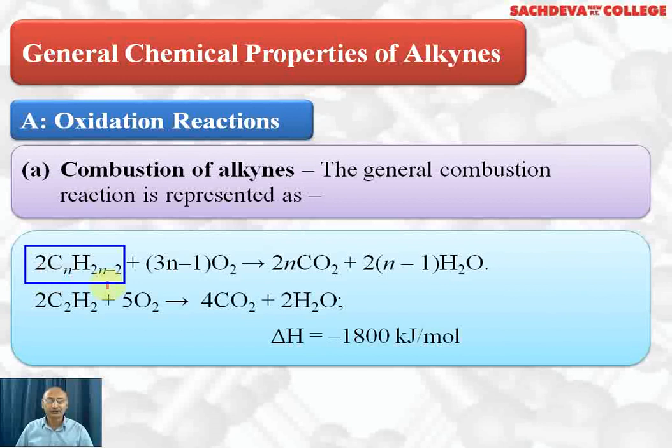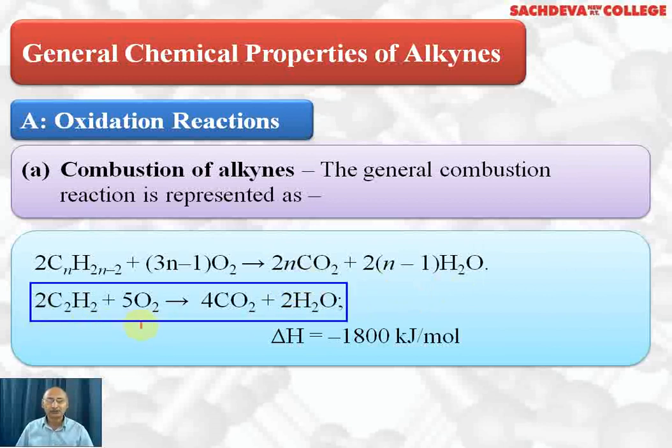2CnH2n-2, which is the general formula of alkynes, plus (3n-1) O2. Oxygen is required for combustion. It results in the formation of 2n CO2 plus 2(n-1) water. For acetylene, 2C2H2 plus 5O2 gives you 4CO2 plus 2H2O.